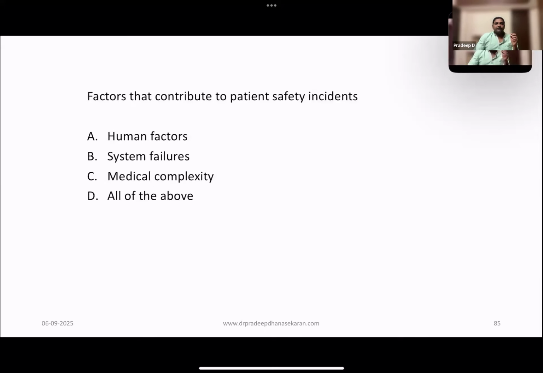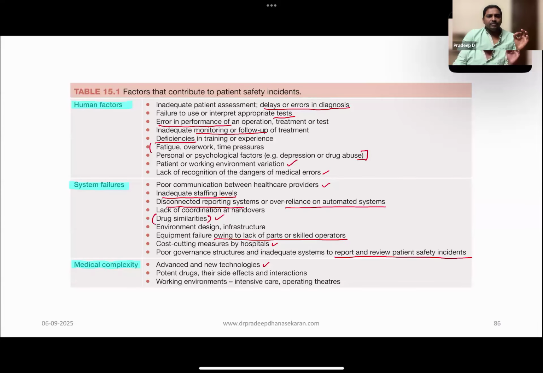Factors that contribute to patient safety incidents include all of the above. These are the following factors that contribute to patient safety incidents. We have human factors, system failures, and medical complexity. Human factors: inadequate patient assessment, delay in the diagnosis or error in the diagnosis, not performing adequate investigational tests, error in doing the surgery, or inadequate monitoring, or deficiency in training or expertise, fatigue, overwork, right? Any drug abuse, all these are human factors.